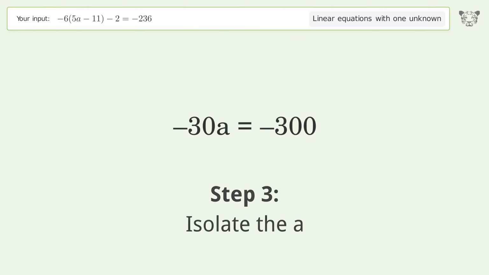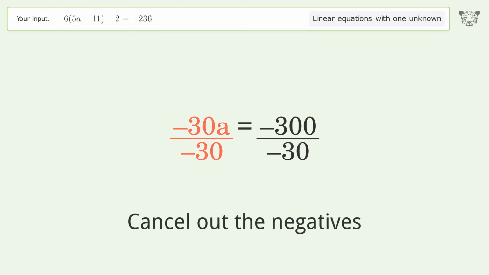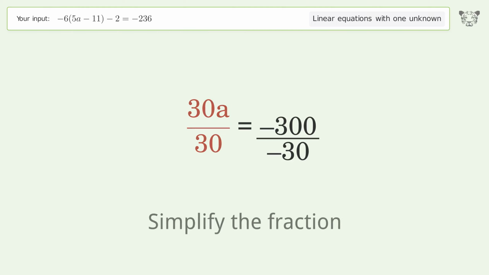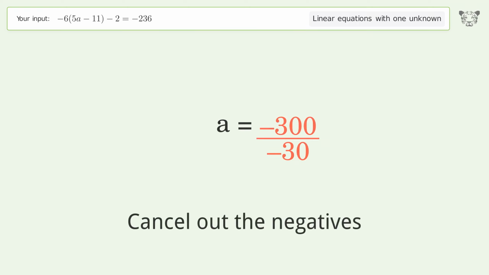Isolate the a. Divide both sides by -30. Cancel out the negatives. Simplify the fraction. Cancel out the negatives.